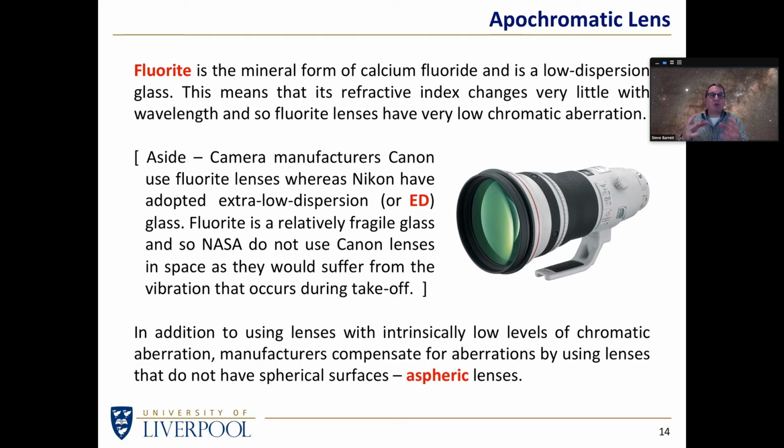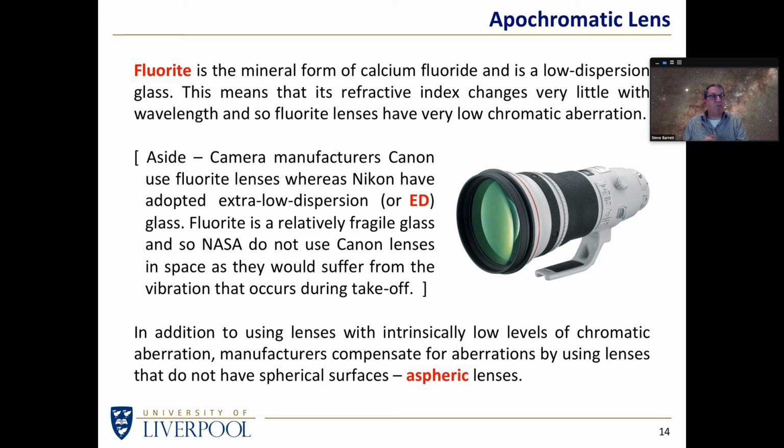And in addition to camera manufacturers using lenses with intrinsically low levels of chromatic aberration by choosing extra low dispersion glass, they can also compensate for the aberrations that occur by using lenses that don't have simple surfaces. It's relatively easy to grind a lens with a spherical surface.